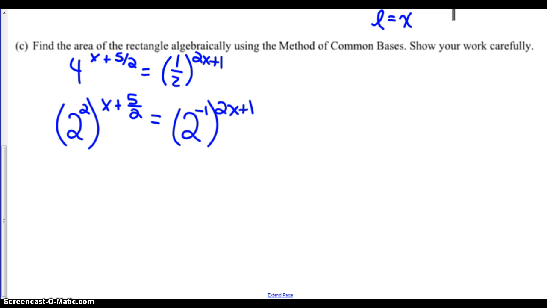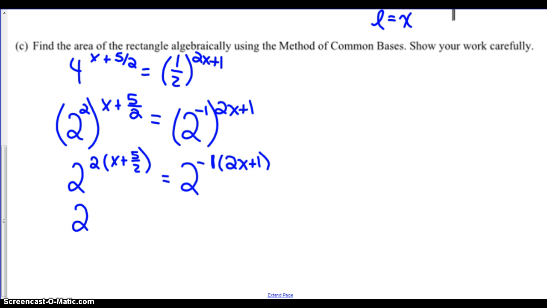Already, I can see the common bases. Now, raise a power to a power and multiply those. Be very careful in both cases. You're working with a binomial, so you want to make sure you're distributing to every single term. So I'm going to have 2x plus 5. See how the numerator and the denominator are canceling out? And then over here, negative 2x minus 1.